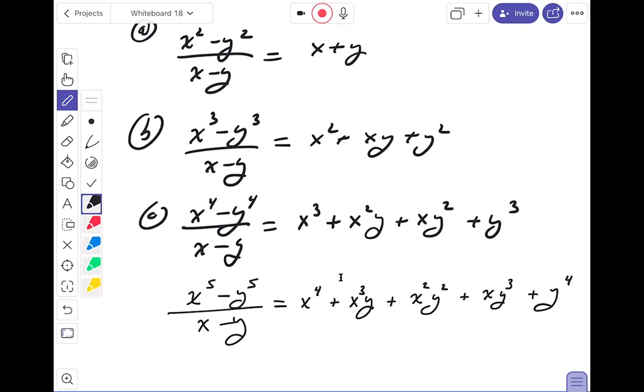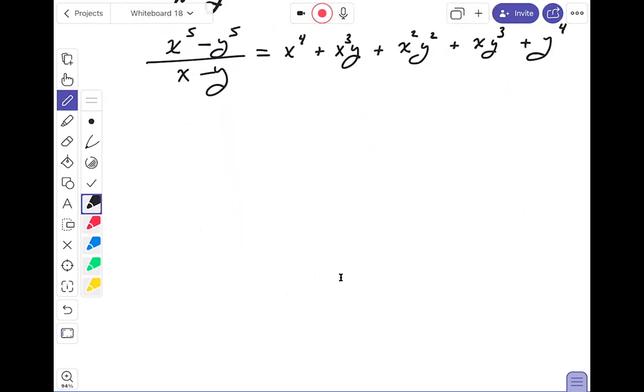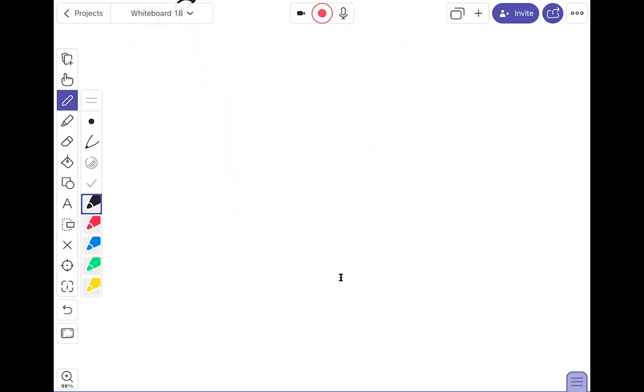All right. So what do they ask me in D? They say, can you do this without doing the division? And I think we can, right? By knowing the pattern. Yeah, let me write this down. This is D. And they got X10 minus Y10 over X minus Y. Well, I'm going to claim I think I can write it down.